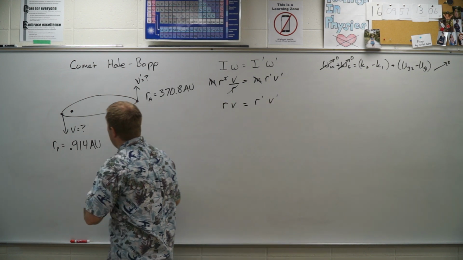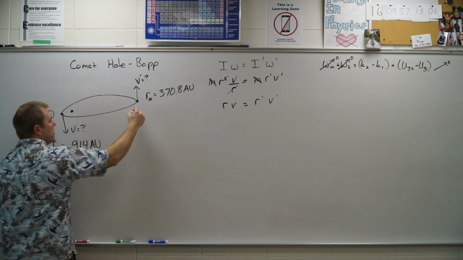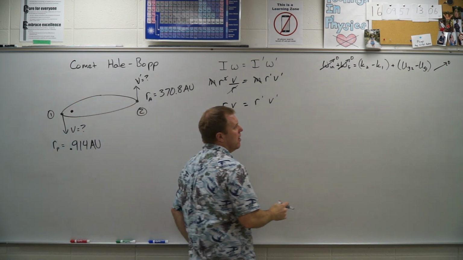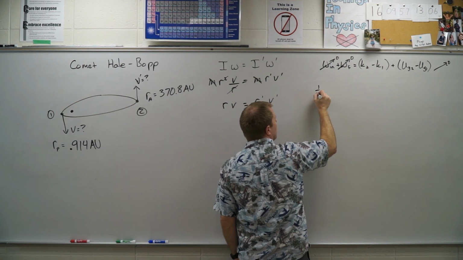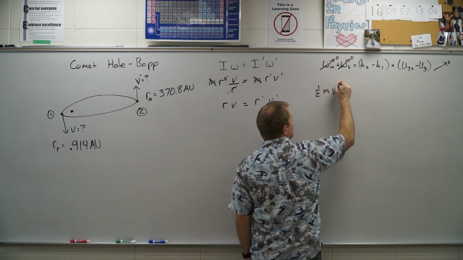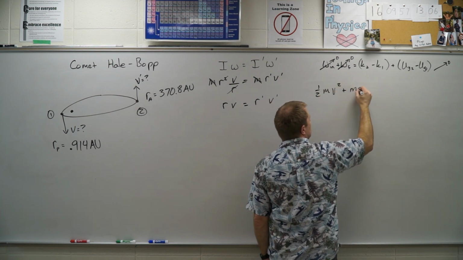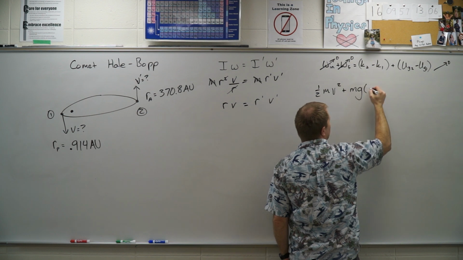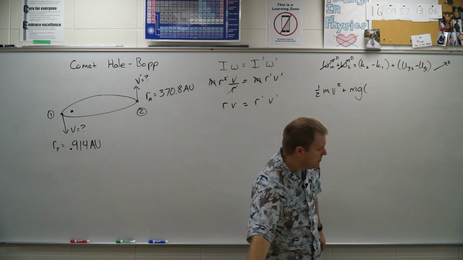Now, I'm going to go ahead and call this point 1 here, and this point 2 here. All right, so let's move the 1's over to one side. So I have 1/2 mv squared plus mgh, which in our case, ooh, not mgh, what am I doing?